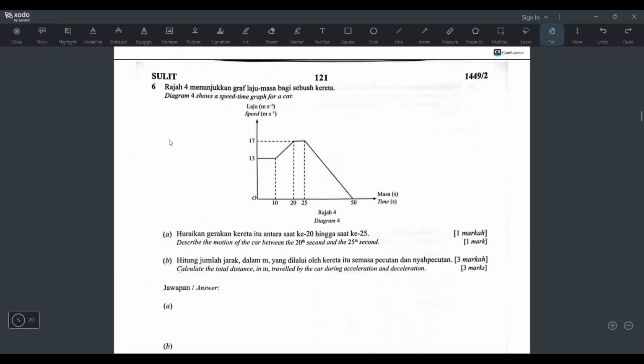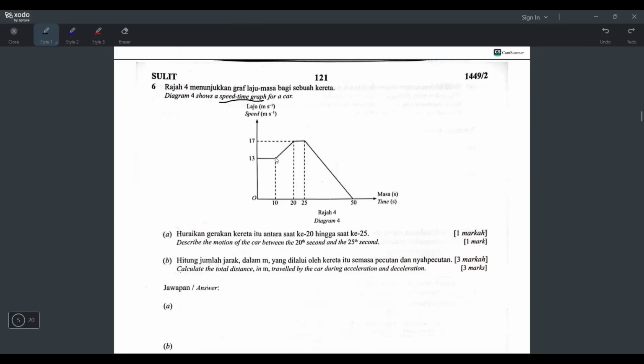Okay, let's continue. Number 6. So this is a question from the graph of motion chapter. In Bahasa Melayu, graph gerakan. Yeah, it's a form 4 chapter. So let's read. Diagram 4 shows a speed time graph of a car. So this is a speed time graph, STG. For a speed time graph, you need to know that the gradient represents acceleration and the area under the graph represents distance.